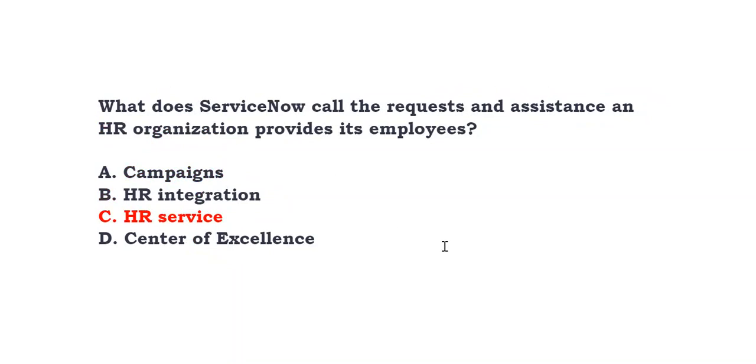Moving to our next one. What does ServiceNow call the request and assistance an HR organization provides its employees? Option A, campaigns. Option B, HR integration. Option C, HR service. Option D, Center of Excellence. Correct answer is option C, that is HR service.